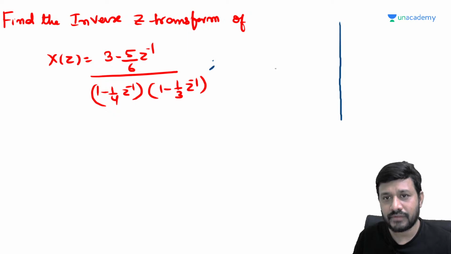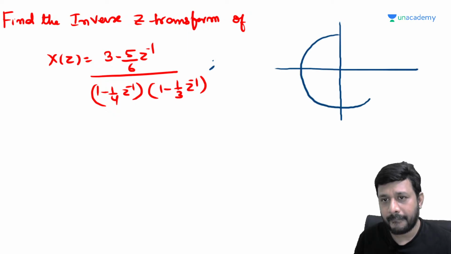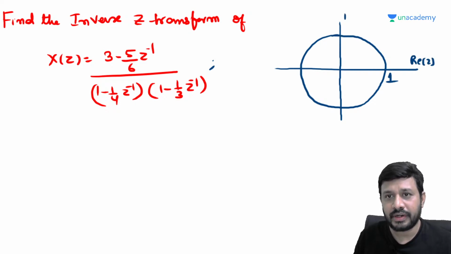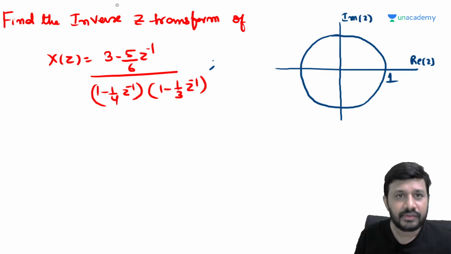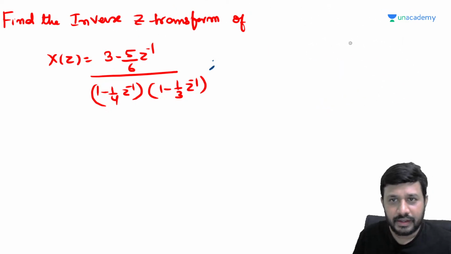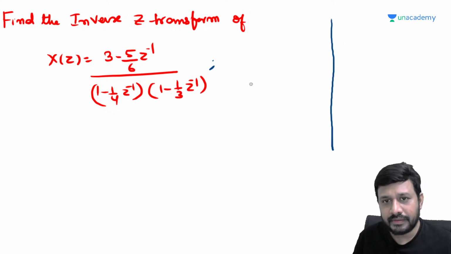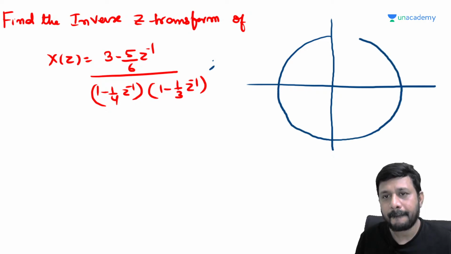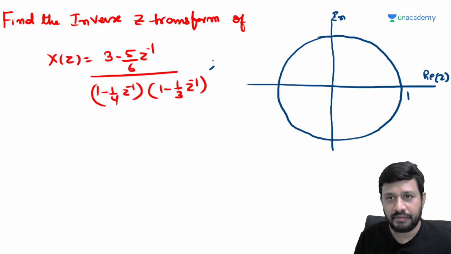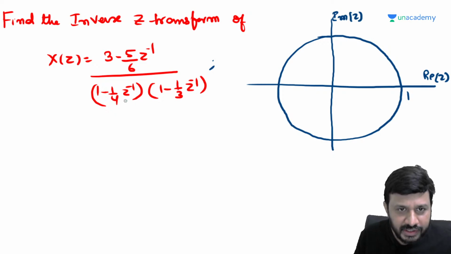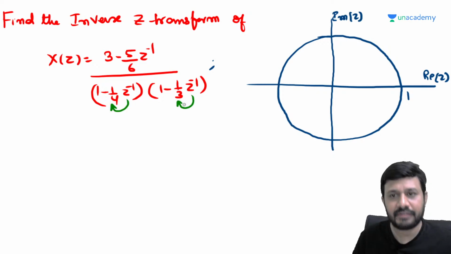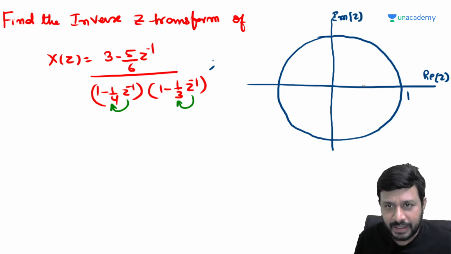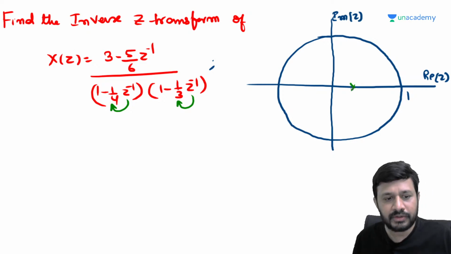So take a unit circle. So real part of z, imaginary part of z. Let me draw a bigger unit circle like this. Right. So this is my unit circle. Where are the poles located? Always remember, here the coefficient of z inverse indicates the pole. So the first pole is located at 1 by 3.